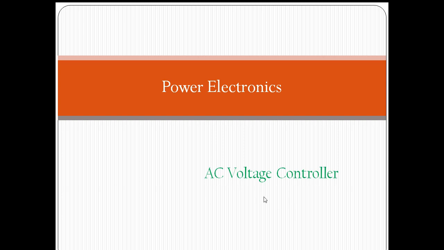Suppose we give a 230 volts, 50 Hz signal as input, we can get a 250 volts output voltage at the same 50 Hz frequency. So voltage at one level will be converted into another level without changing frequency. So this is called an AC voltage controller. Today we are going to discuss mainly this AC voltage controller.